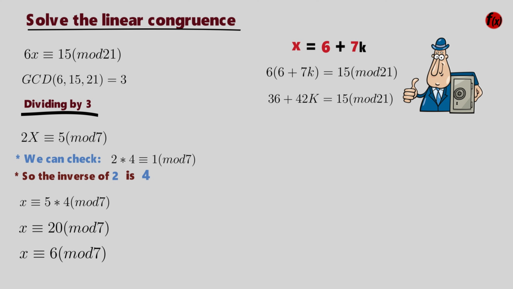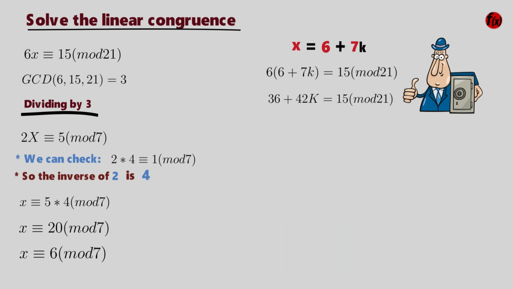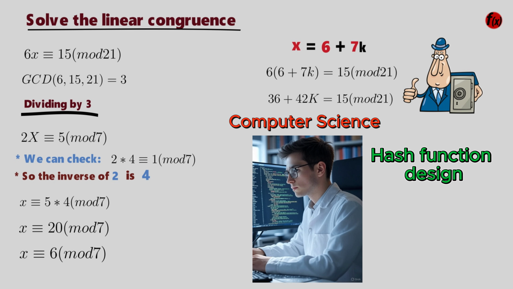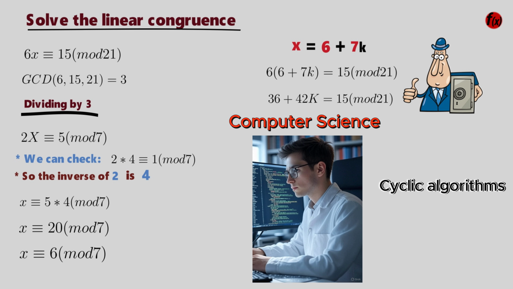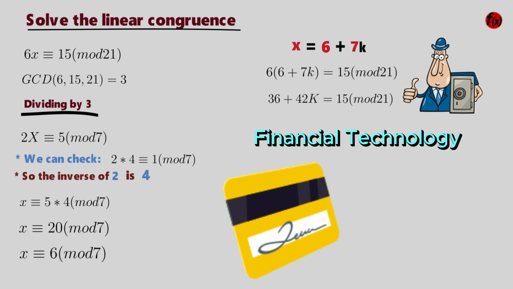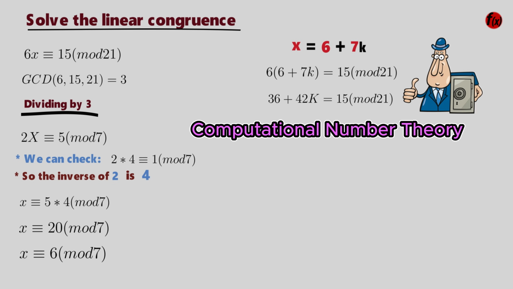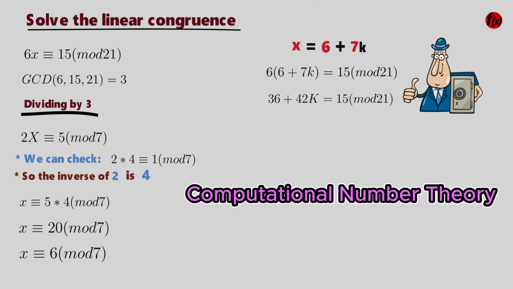Linear congruences and modular arithmetic have numerous practical applications across various fields. Cryptography: RSA encryption, public key cryptosystems, digital signatures, random number generation, secure communication protocols. Computer science: hash function design, pseudorandom number generation, cyclic algorithms, calendar and date calculations, scheduling algorithms. Financial technology: credit card validation algorithms, transaction verification, blockchain technology, cryptocurrency protocols. Computational number theory: prime number generation, factorization algorithms, cryptanalysis techniques.